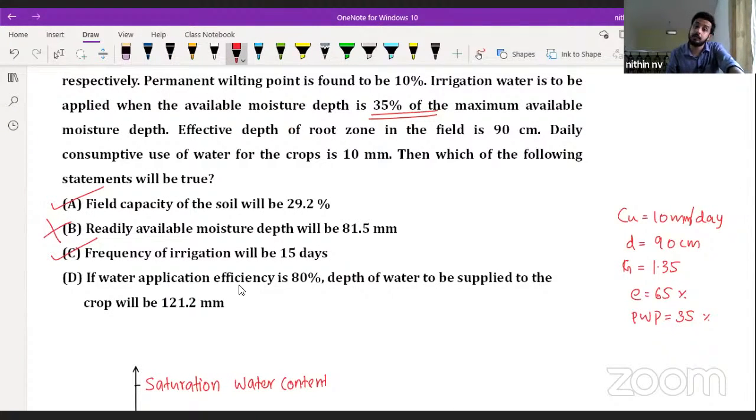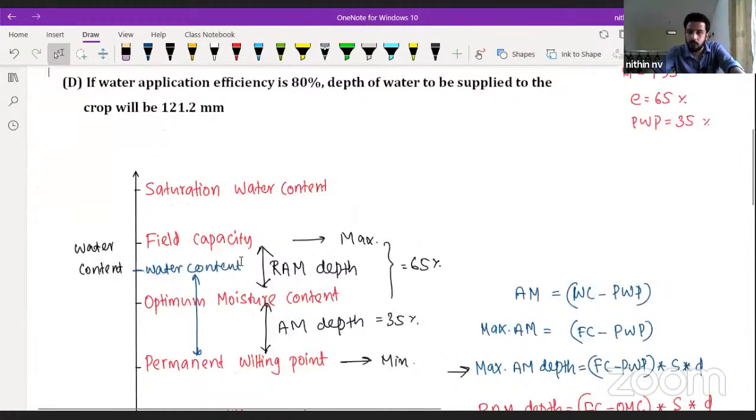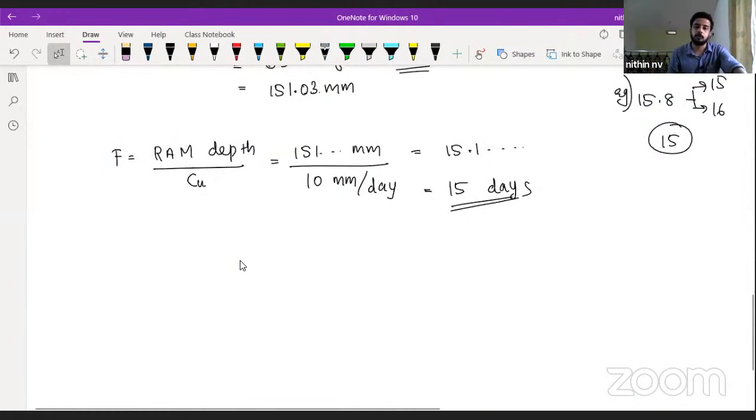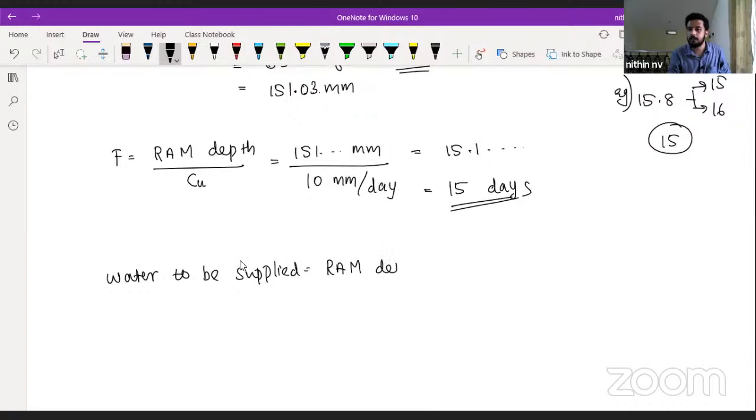Now, if the water application efficiency is 80%, what is the depth of water to be supplied to the crop? How can we calculate that? How much water do we actually have to supply? It is equal to the readily available moisture. Water content keeps decreasing. Whenever it reaches the optimum moisture content, we give water and bring the water level back to field capacity, which means the water actually to be supplied is equal to the readily available moisture depth.